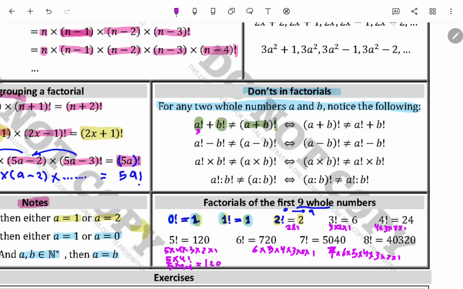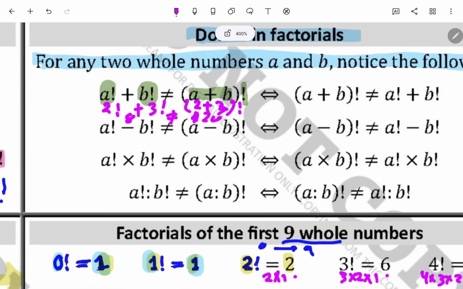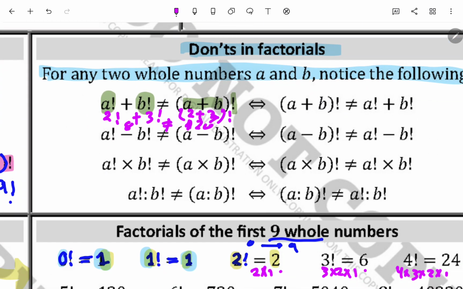For example, if I have 2 factorial plus 3 factorial, that will give you from the left side 2 plus 6, which will be 8. So this all will give you 8. But on the other side, if we add them, 2 plus 3, you will get 5, and the factorial of 5 will be 120. And they won't be equal. So you can't say that they are equal.